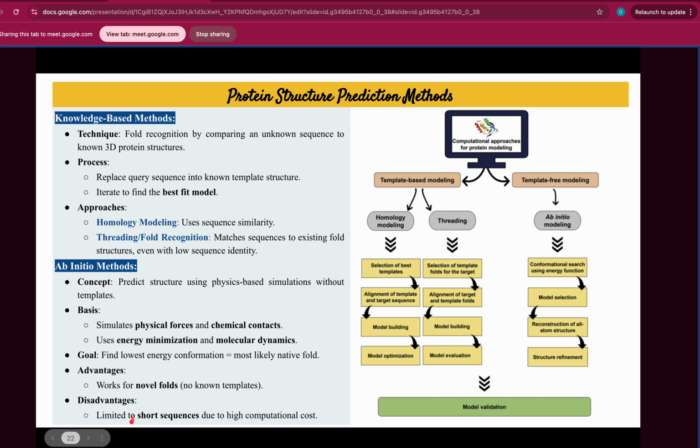But the disadvantage is that it is only limited to short sequences because it is of high computational cost. So if we have a very large number of residues, then doing all the rotameric combinations and doing that permutation combination thing, that will take a lot of time as well as computational resources. So in such scenarios, ab initio methods are not that good.